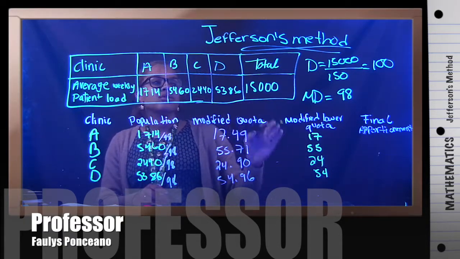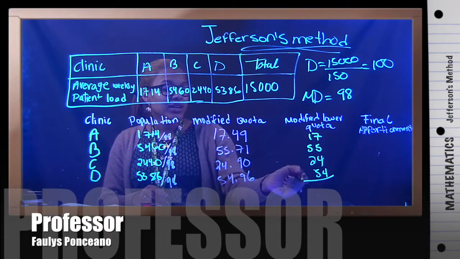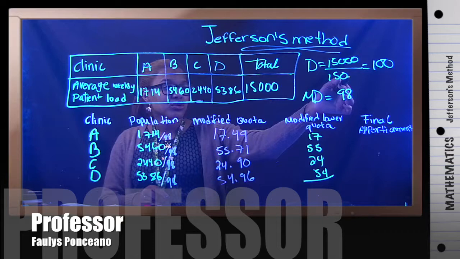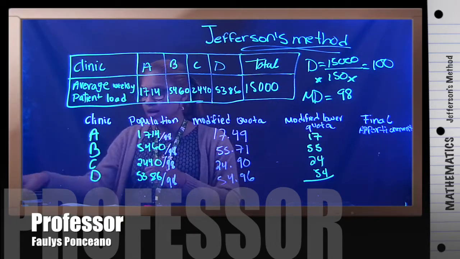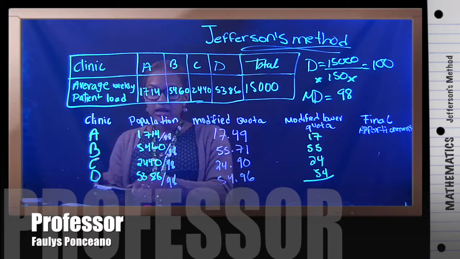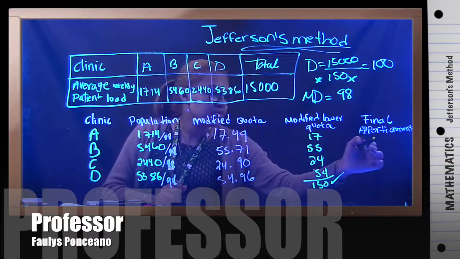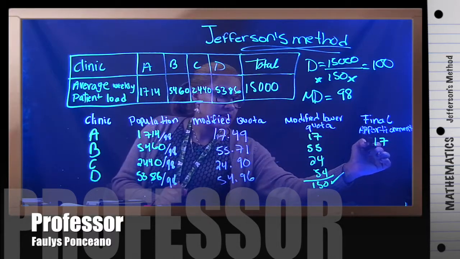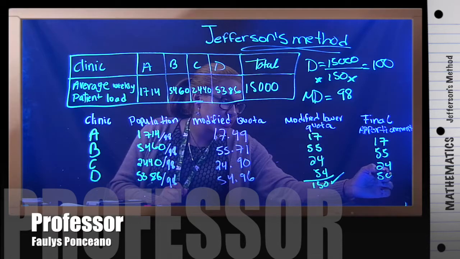Now you cannot do the final apportionment until you have checked if this adds to the number of doctors that you're given. So let's go ahead and add that. 17 plus 55 plus 24 plus 54 adds up to 150. So that checks. So the final apportionment is 17, 55, 24, and 54.